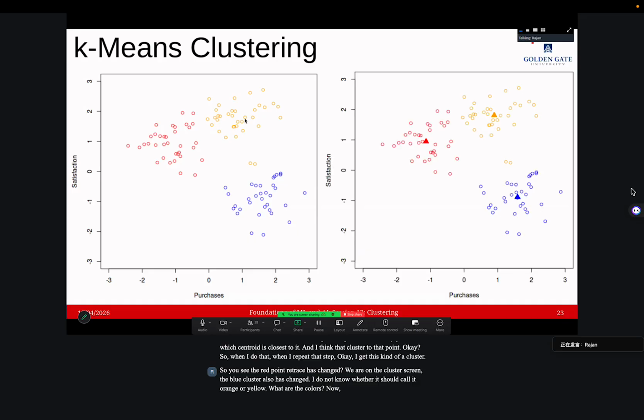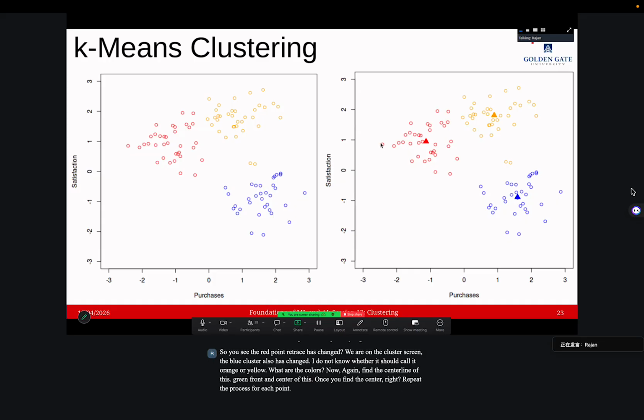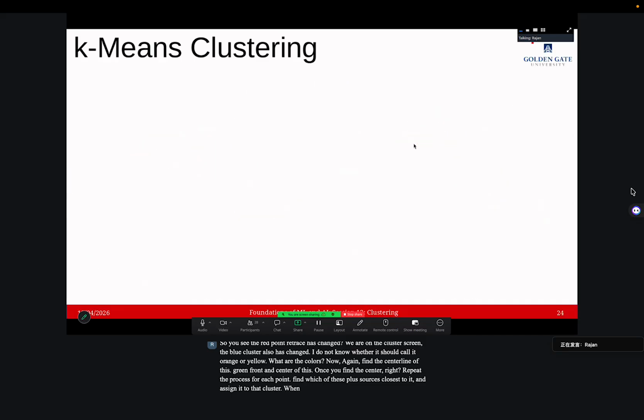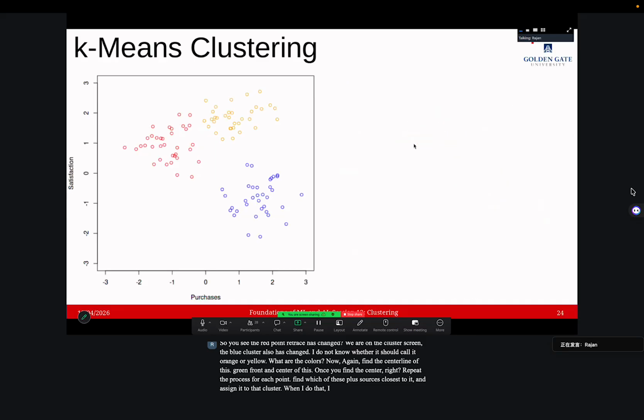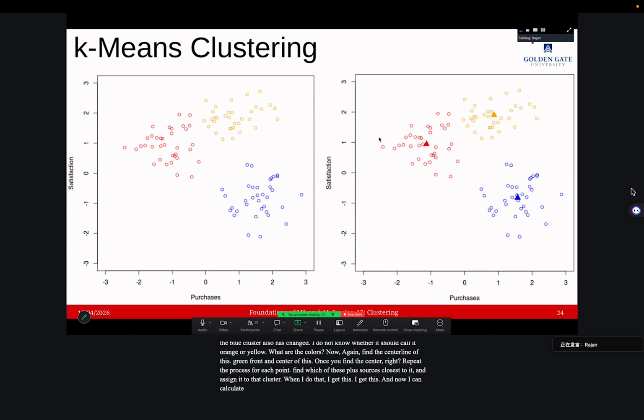Now, again, find the centroid of this. Again, find the centroid of this. Once you find the centroid, repeat the process. For each point, find which of these clusters is closest to it and assign it to that cluster. When I do that, I get this. And now I can calculate the centroid. This is what I get. And now I repeat this again.